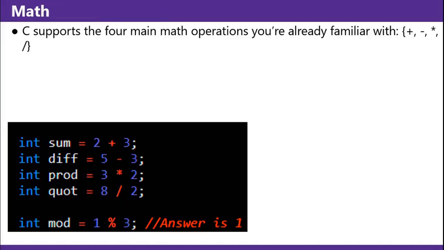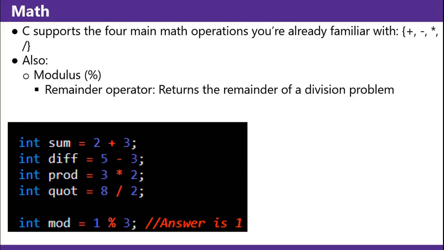Math. C supports the four main operators you're already familiar with: plus, minus, multiplication, and division. Also, the modulus. It's the remainder operator. It returns the remainder of a division problem.